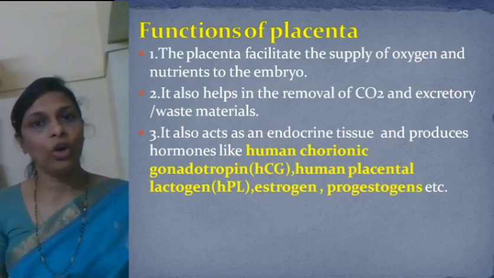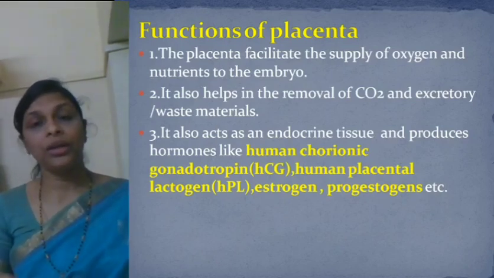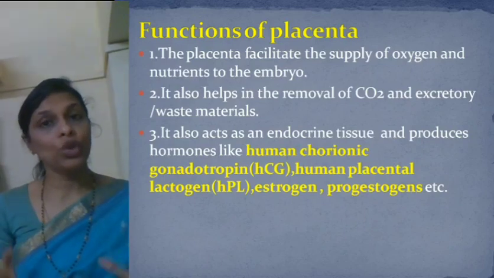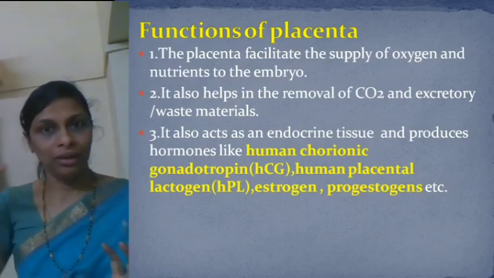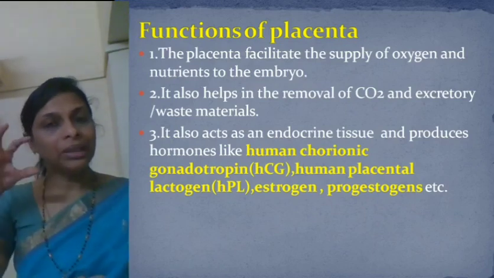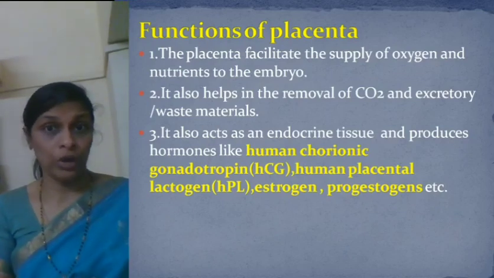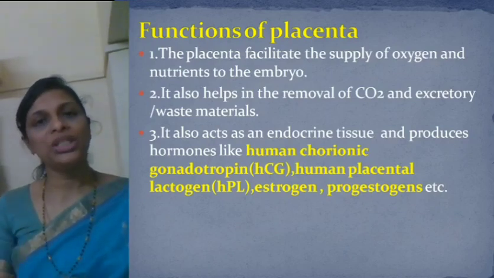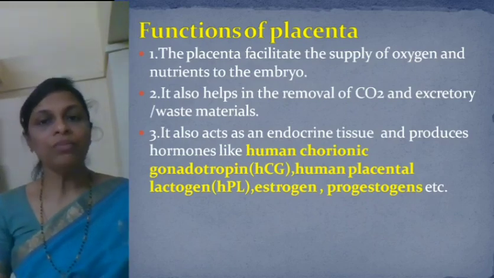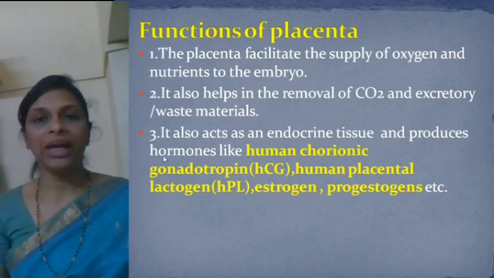Progesterone is secreted by the corpus luteum. So we have seen that if fertilization takes place, the corpus luteum remains as it is. What is corpus luteum? The ruptured Graafian follicle which is present in the ovary. So the corpus luteum secretes progesterone. Progestogen is a synthetic form of progesterone. Okay, so these are the 4 hormones secreted by placenta.